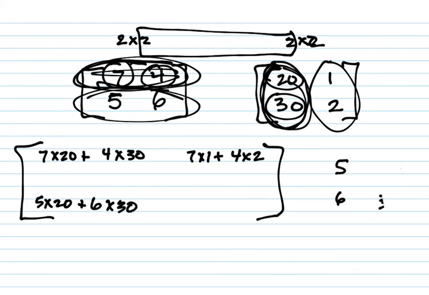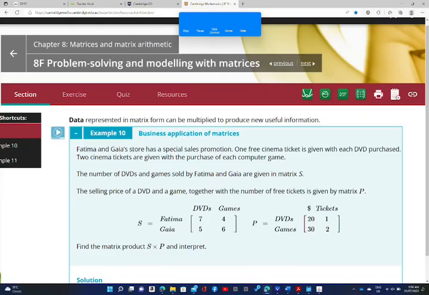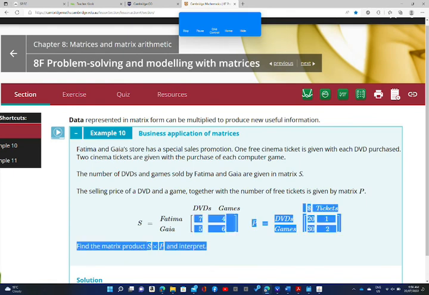Then we're going to do the same thing with the second column. Sorry about that. Now I've just lost everything I was doing. Hold on. The same thing with the second column, so that would be 5 and 6 times the other group.